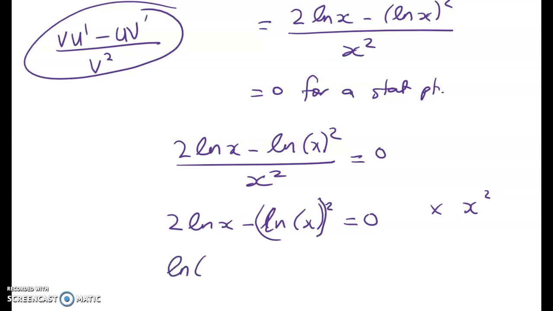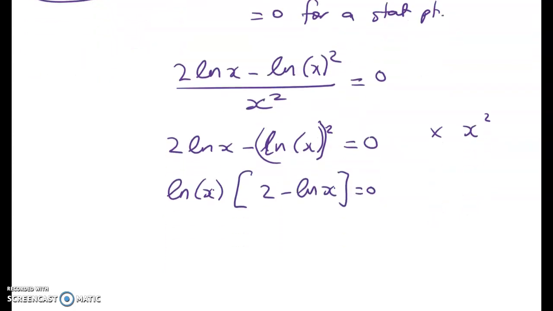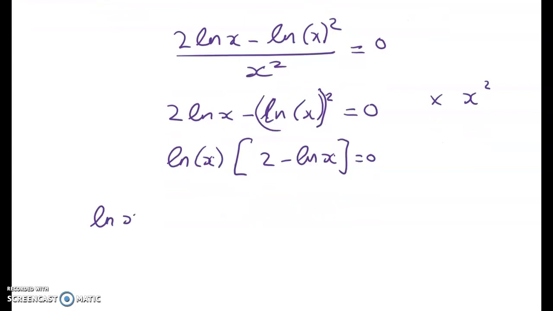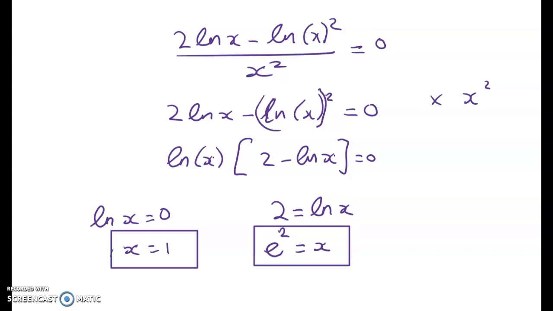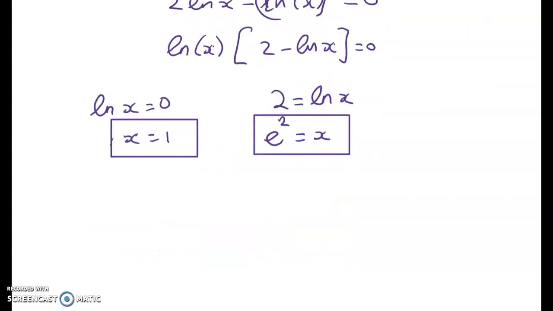And we've got a common factor of the natural log of x times 2 minus the natural log of x equals 0. So either the log of x equals 0 and x equals 1, or 2 equals the natural log of x, so x is equal to e squared. So that's my first part, but I haven't found my y values yet. So I need to take those and sub them back into the function.